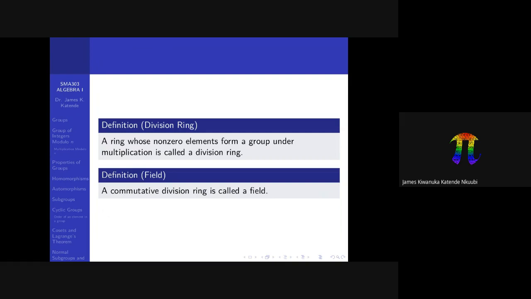So let's look at another special type of ring. Now, if it happens that all the non-zero elements in a ring form a group under multiplication, then the ring will be called a division ring. If it happens to be a division ring and it's commutative as well, then it will be called a field.